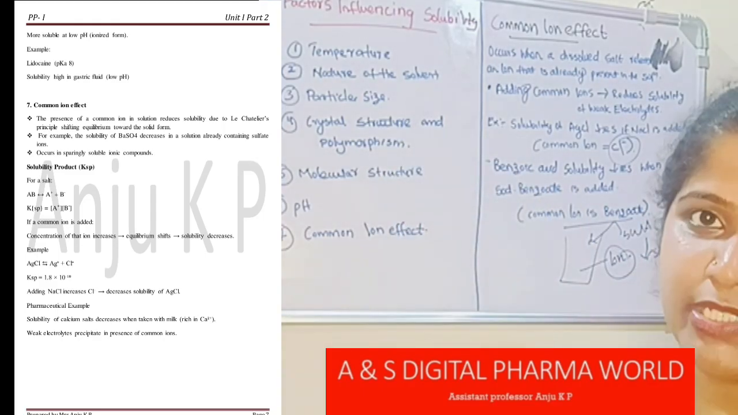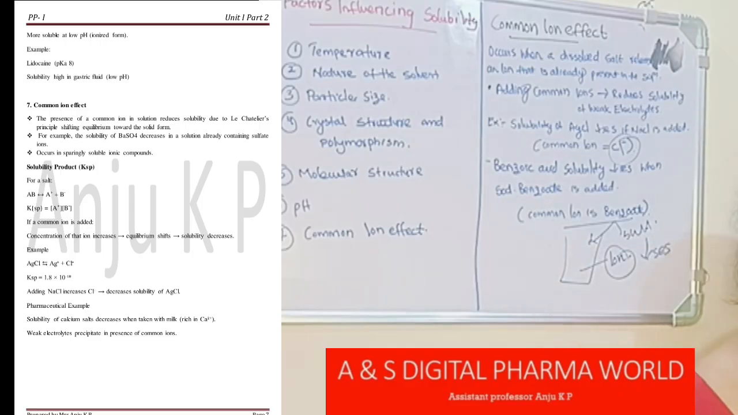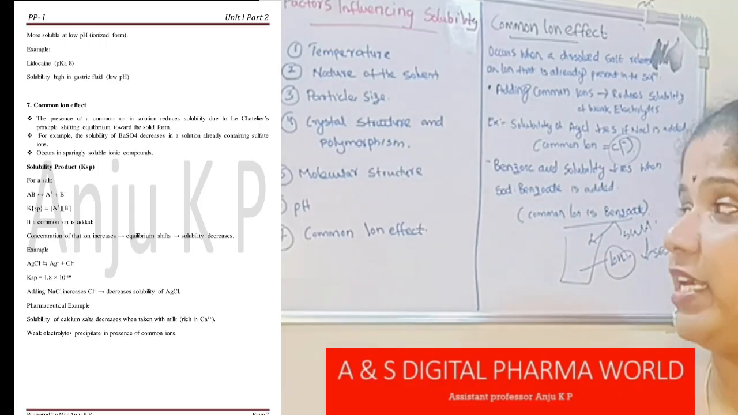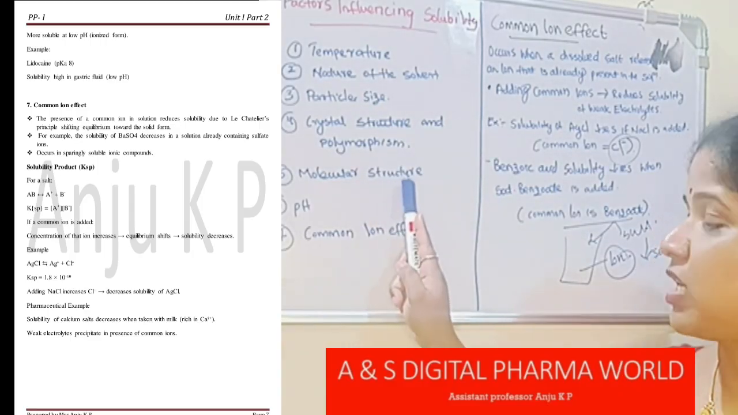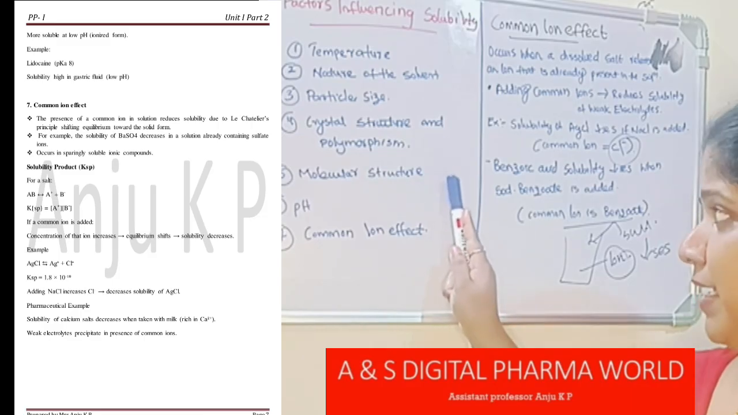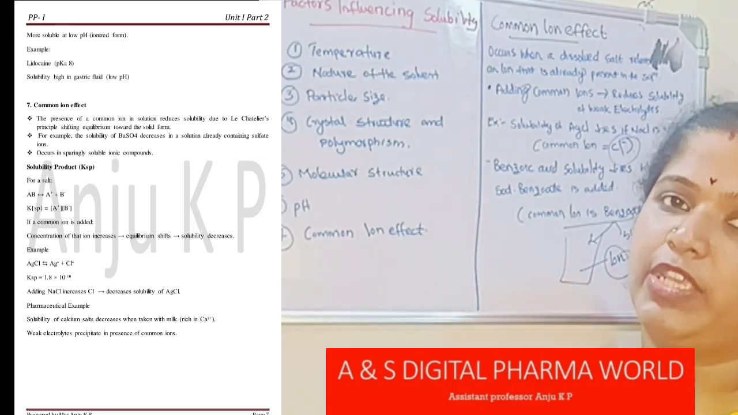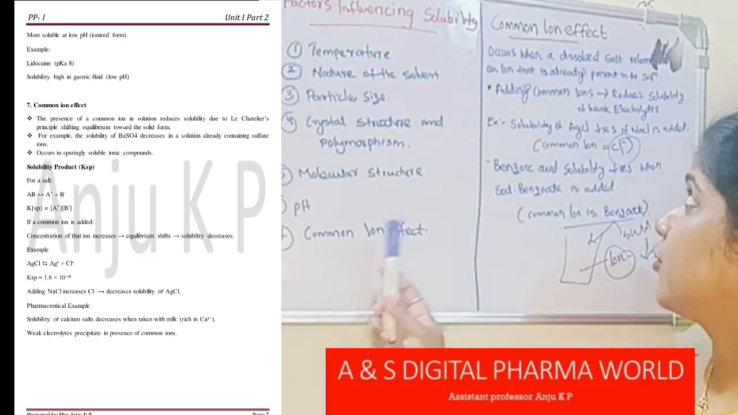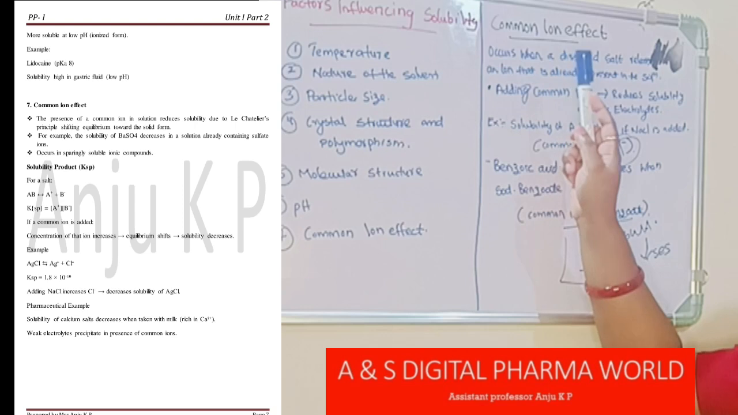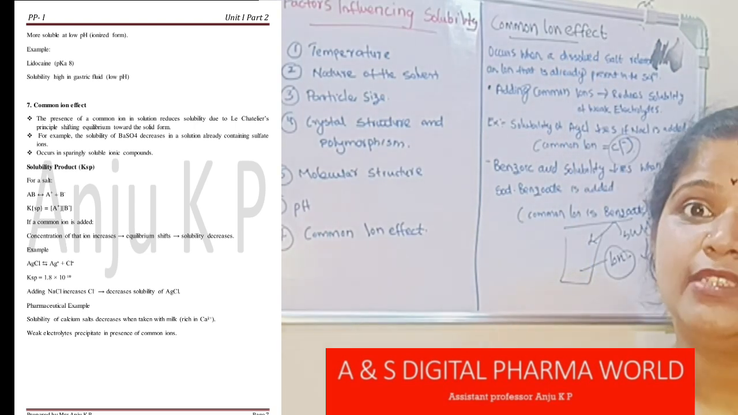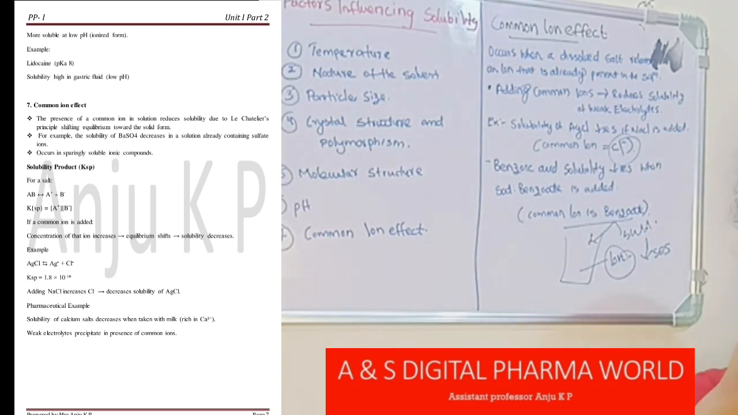Next one, the molecular structure. Molecular structure gives hydrogen bonding, polarity and so on, right? So the molecular structure also determines the solubility. In the case of pH, it's only for ionizable drugs, let's say weak acids and weak bases. And the common ion effect we have seen now, which is about how ions change the solubility. So I hope you understood the concept.